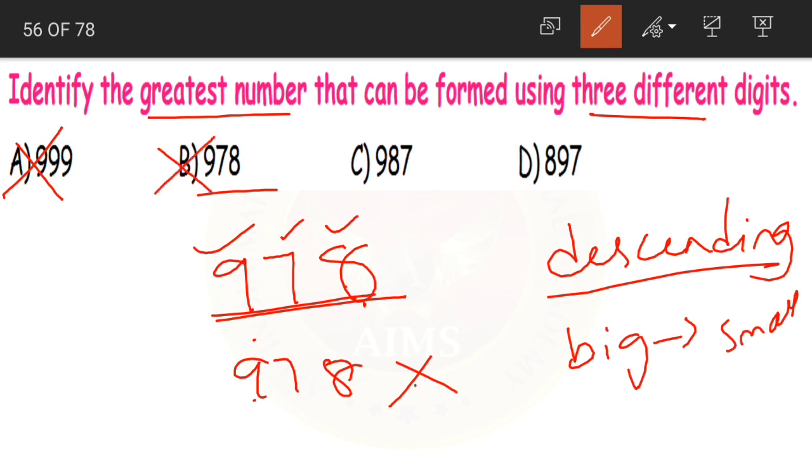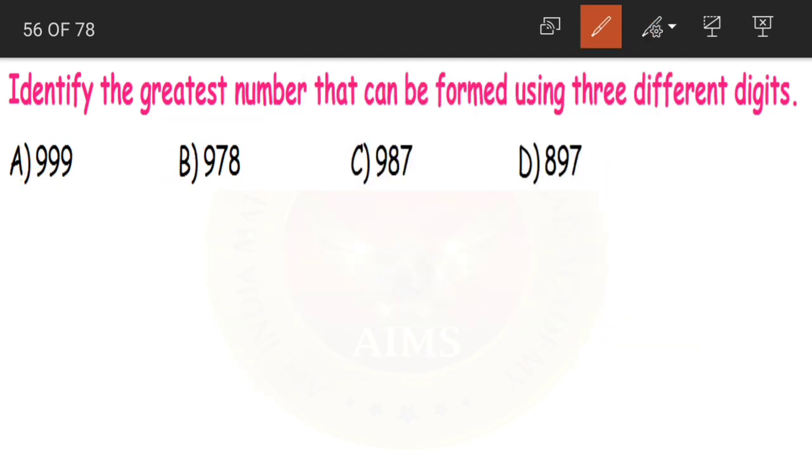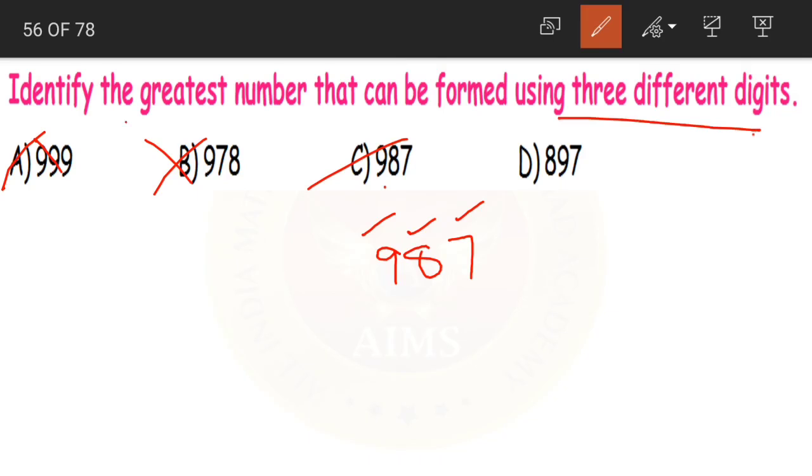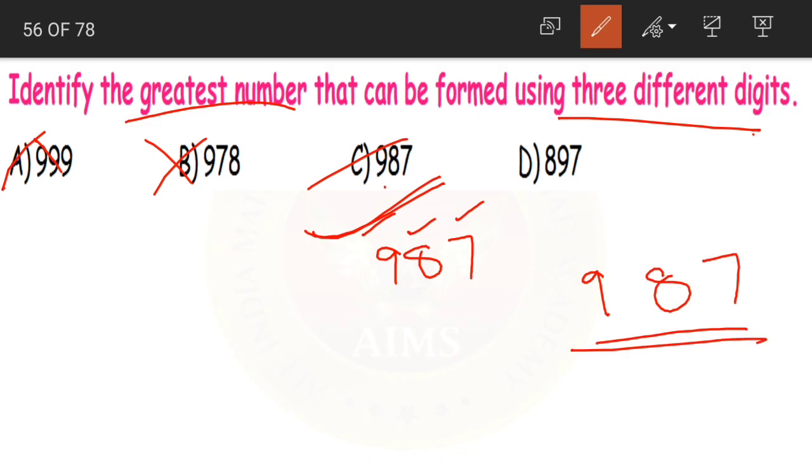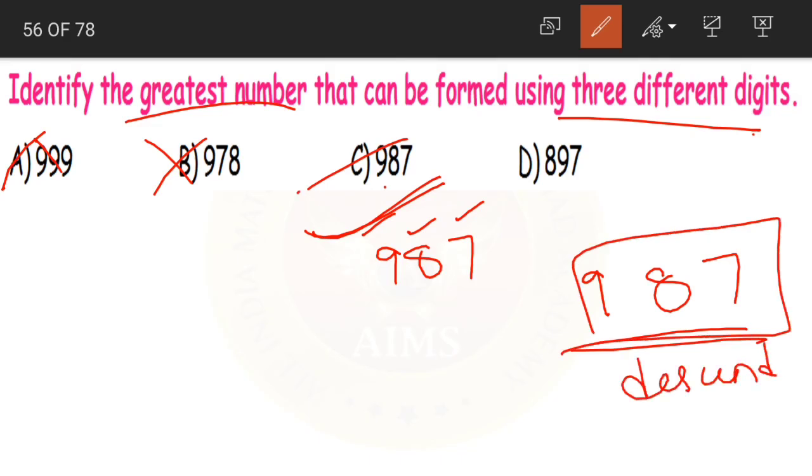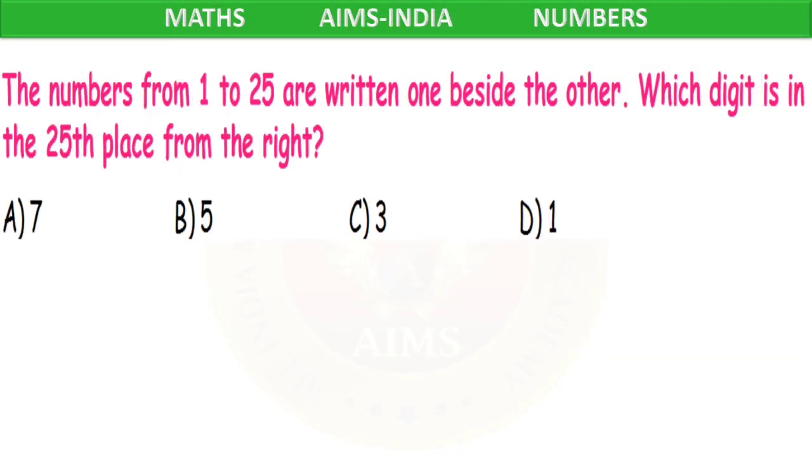So again, B is also not our correct answer. Coming to option C, 987. Again, 987 are three different digits. Yes. Now, is it the greatest number that can be formed? Yes, children, this is our greatest number. See, 9, 8, 7. All these are placed in descending order and we are using three different digits. So, option C is our correct answer.